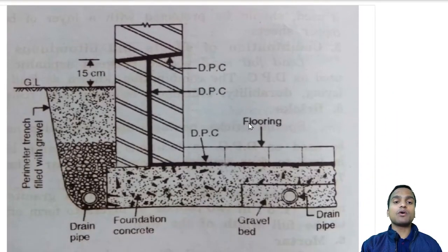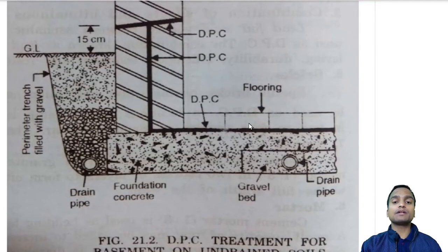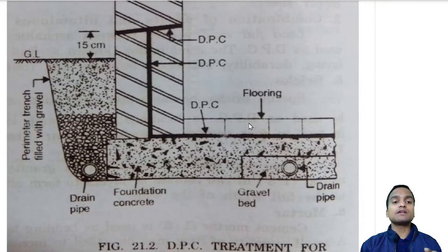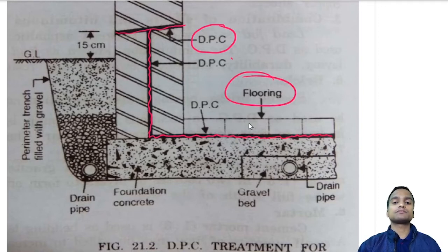So if you see on the basement, we have provided one special drainage system here, and this is draining the moisture which is coming on the wall. This is my DPC treatment being done on the wall. It is done horizontally like this, and DPC is also done vertically on the wall, and this DPC layer is continued on the entire foundation concrete, and over this we can do our flooring.